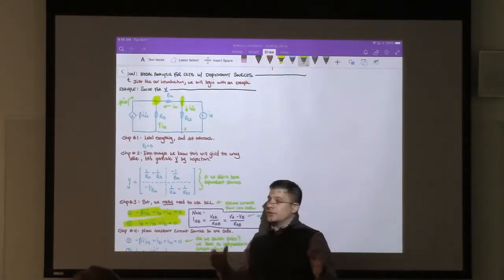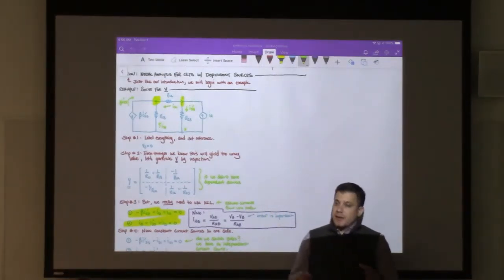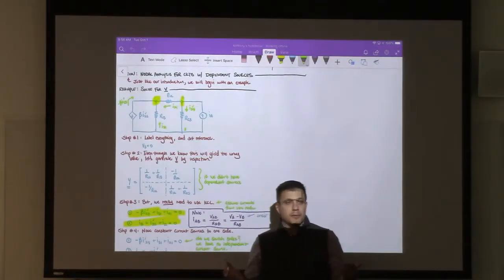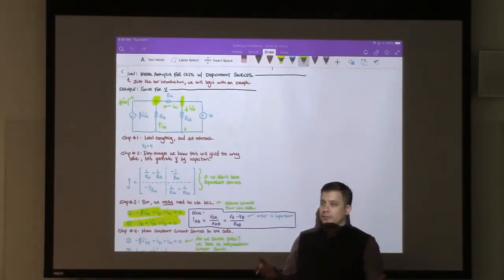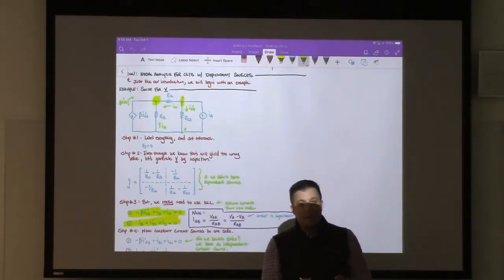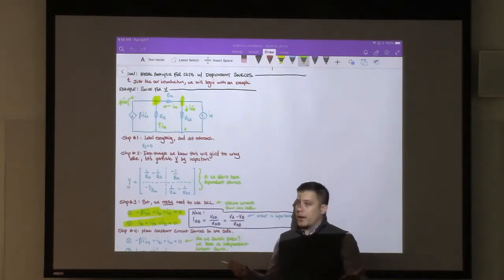We have independent sources and we have resistors. When we have those two types only, then we can perform the analysis using what we call by inspection, right? Which means that we can generate the current vector, the I vector, as well as the admittance matrix just by looking at the circuit. Real quick, right?